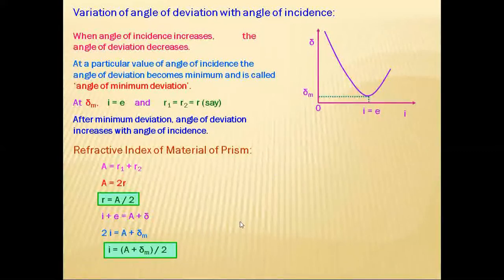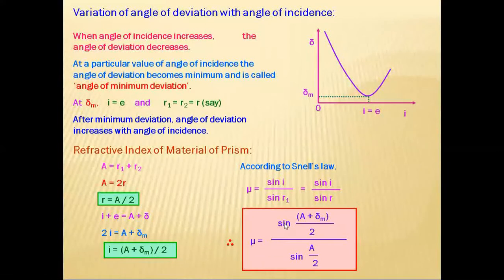And from Snell's law, mu is equal to sine of I1 by sine of R1, that is sine I by sine R. Then we can write that mu is equal to sine of ((A plus delta m) by 2) divided by sine of (A by 2). This is the refractive index of the prism, and this is found only for the condition of minimum deviation.